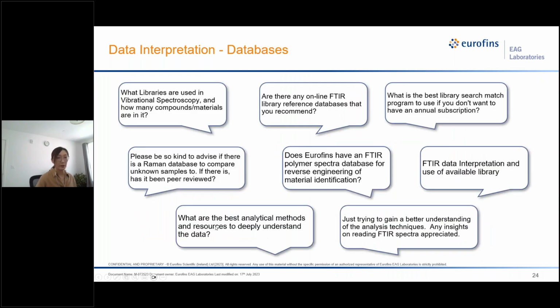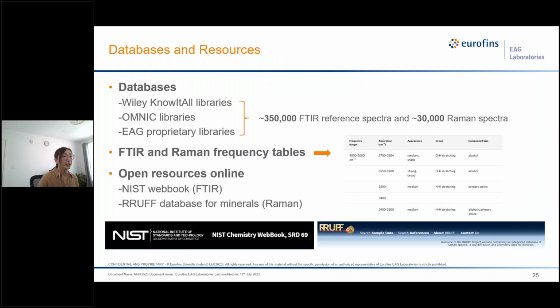So now let's switch topic and take a look at questions on data interpretation. The majority of the questions that we received ask us, what type of libraries or databases do you recommend that can be used for spectrum interpretation. So here at EAG, we have the most extensive FTIR and Raman libraries, including a subscription to the widely known all libraries, the libraries provided by the instrument vendors, as well as a user-developed library that is proprietary to EAG.